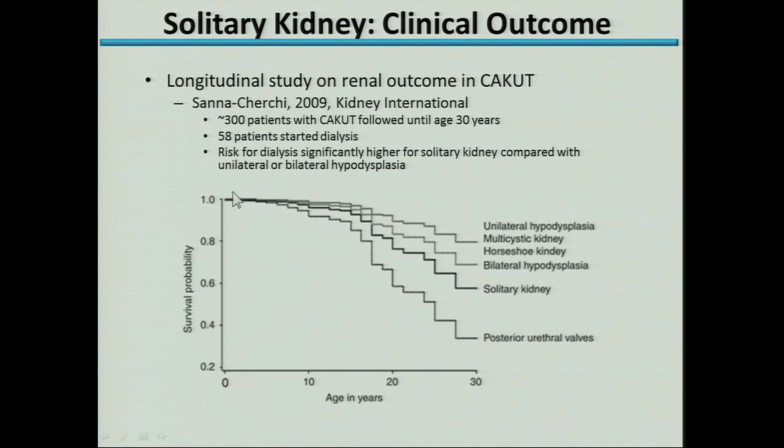You can see here on this graph, on the y-axis, survival probability, on the x-axis, age in years. What's also notable is that with the exception of bilateral hypodysplasia and posterior urethral valves, most patients did not undergo a decline in their renal function until late adolescence. And the patients with bilateral hypodysplasia did not progress to end-stage renal disease any faster than those with solitary kidney, which is something that I think would be surprising to a lot of nephrologists, because the thinking is usually that solitary kidney patients do very well and don't need follow-up.